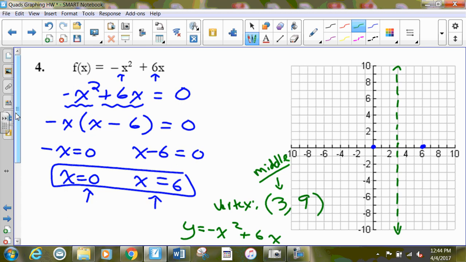So I'm going to come back over here. The 3, 9. Let me switch back to blue. So there's my vertex. I've got my vertex, my two x-intercepts, and I am good to go.